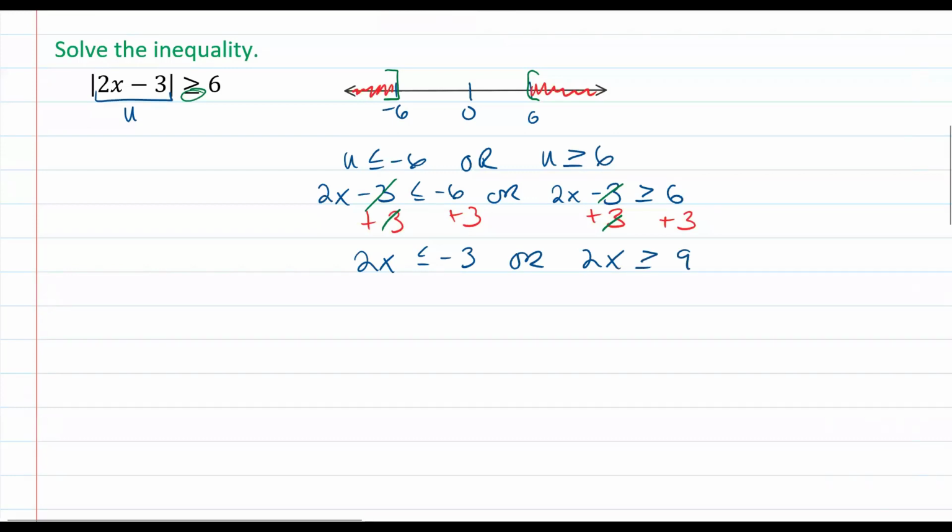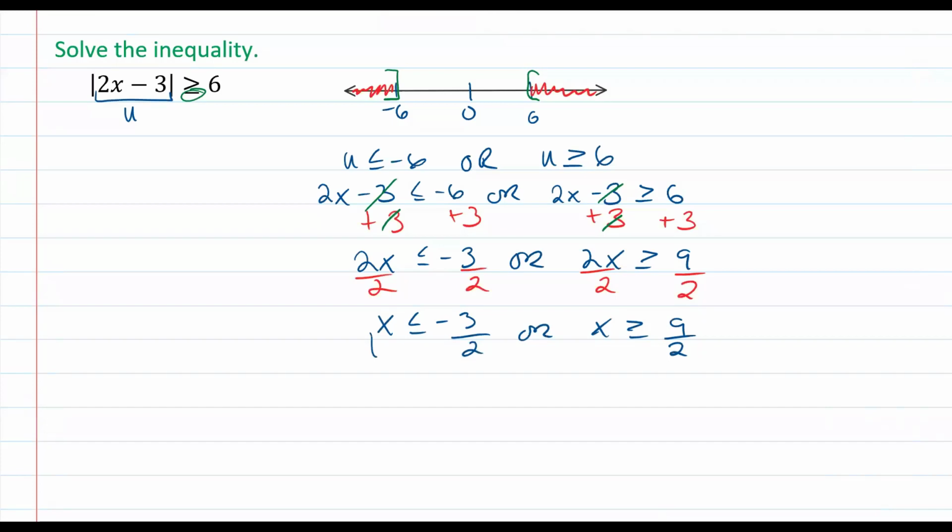Now I'm going to go ahead and divide both sides by 2, so I get a coefficient of 1 in front of my x, and so I have x is less than or equal to -3 halves, or x is greater than or equal to 9 halves. So that's the solution set in inequality form. You might be asked to represent this in interval notation. Each of these inequalities will represent its own interval for the solution set.